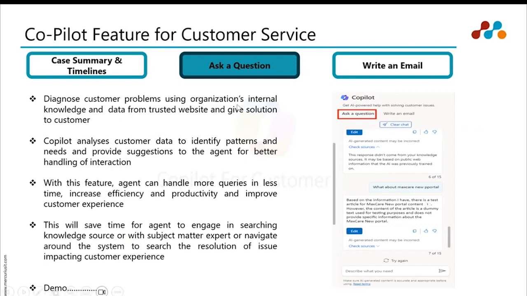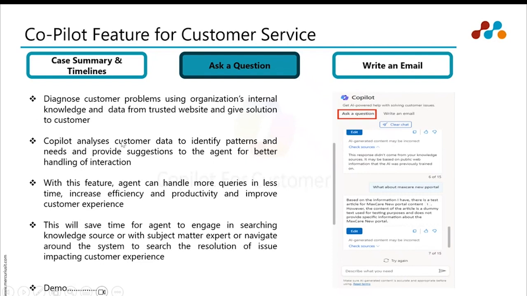So Ask a Question provides a chat interface where an agent can ask a question to a Copilot regarding that issue. If there is any data present related to that issue, or the inputs which have been provided by the agent, Copilot will answer that input or provide a response to it. So it helps to diagnose the problems by using the internal knowledge or data from trusted websites. This is where Ask a Question gets the response from.